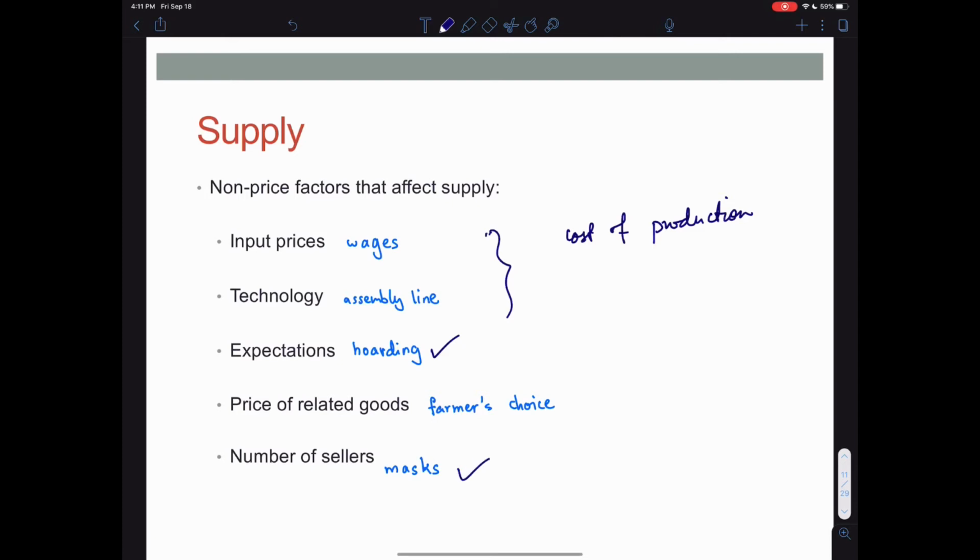The last factor that affects supply is the number of sellers in the market. And that's pretty straightforward to understand. If you have more sellers in the market, the total supply of that good will go up. One example could be, right in the summer, there was a shortage of masks at some point, but then eventually more and more producers started making masks. As a result, we could see that more and more shops were carrying and selling masks.